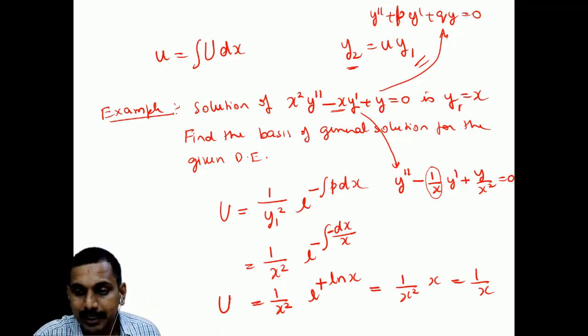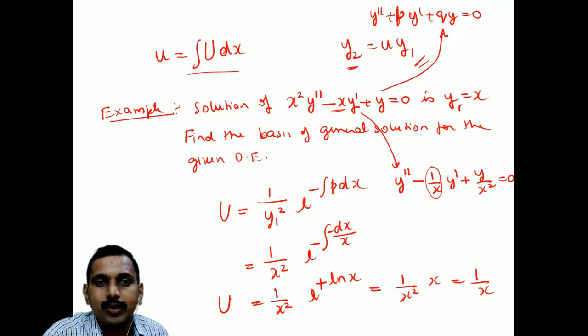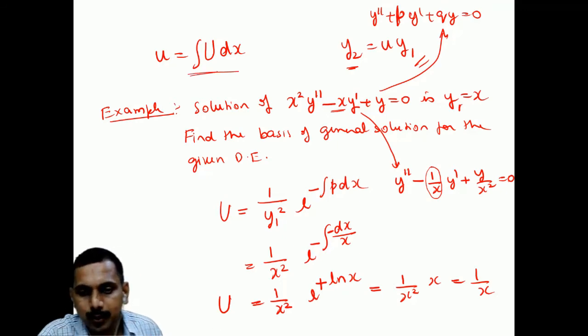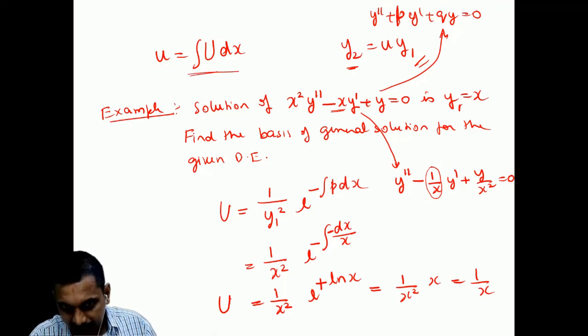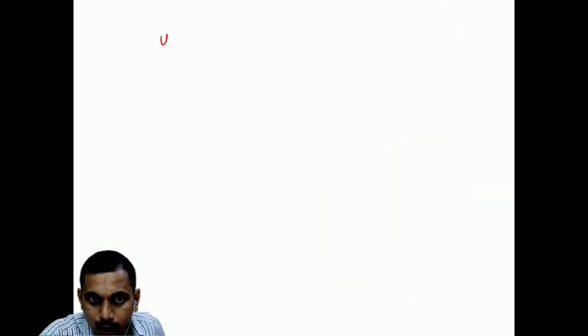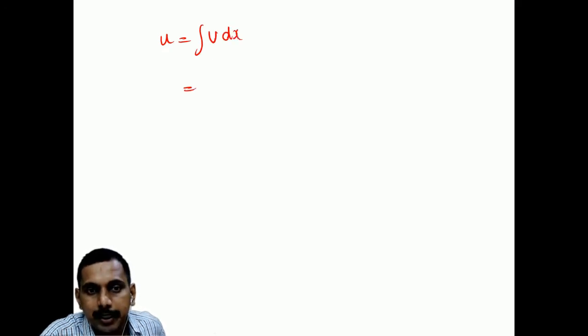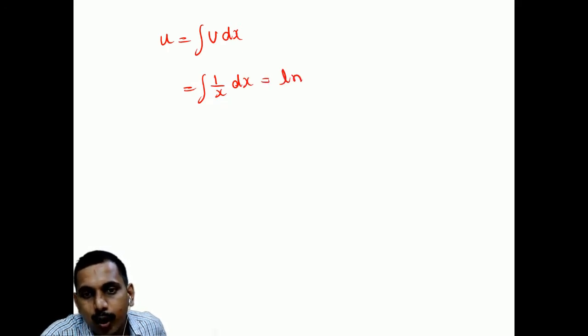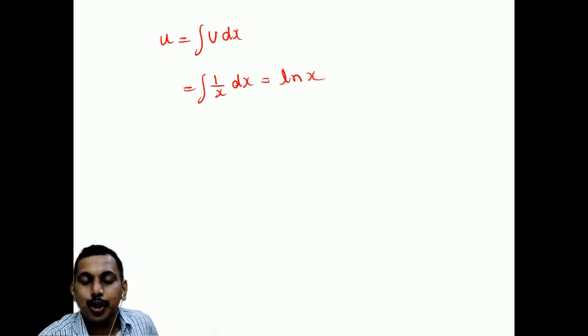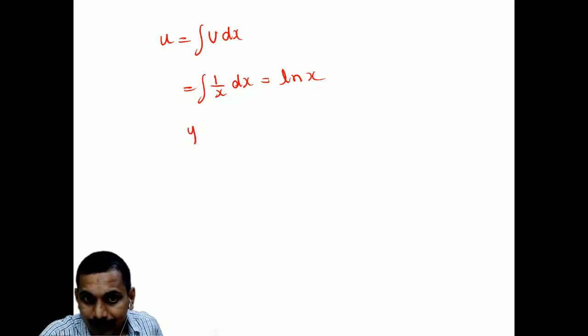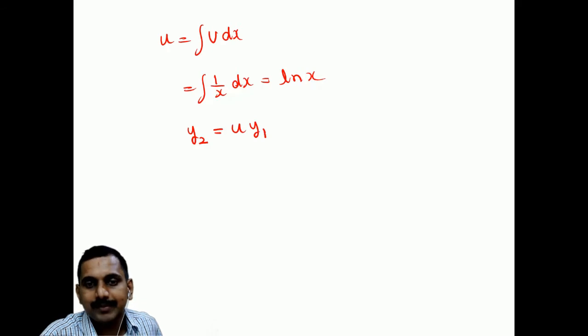So finding capital U is not enough. What we have to find out? Small u, which is capital U into dx. Let us do that, and then I will come back here if you have not written this, okay? So now small u is equal to integration of capital U dx. So what is capital U? 1 by x dx. And what is this? Log x, correct? So what is my y2? Y2 is equal to u into y1, that is equal to x log x.